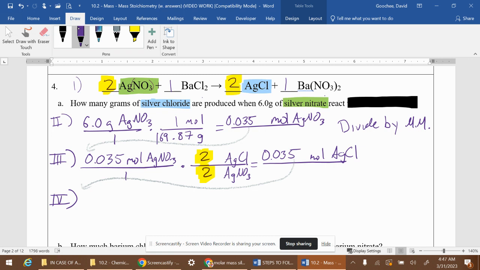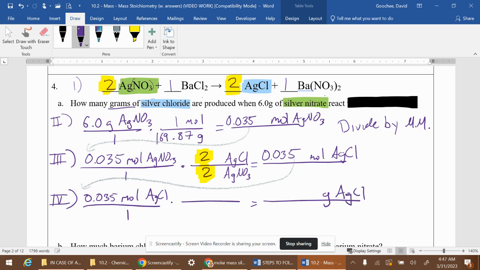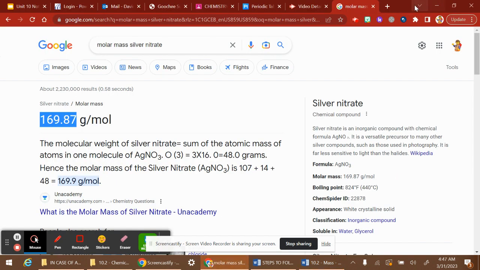All right. 0.035 moles of silver chloride. We want to figure out grams of silver chloride. So we have 0.035 moles of silver chloride, and we want to figure out how many grams that is. So we want to get out of moles into grams, and to do that, we multiply by the molar mass. So, what is the molar mass of silver chloride?